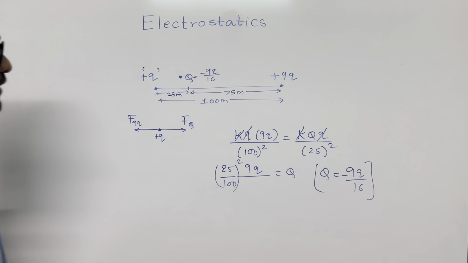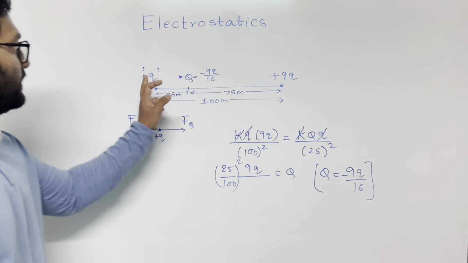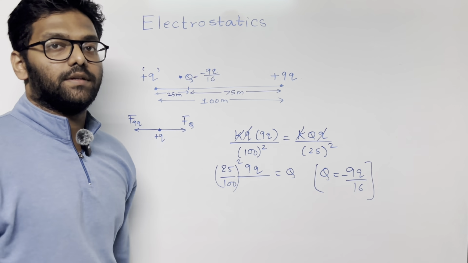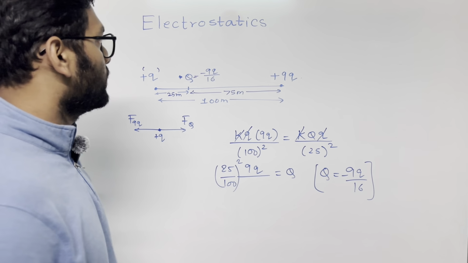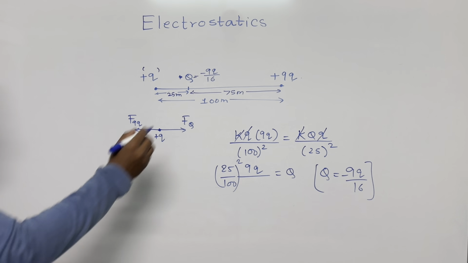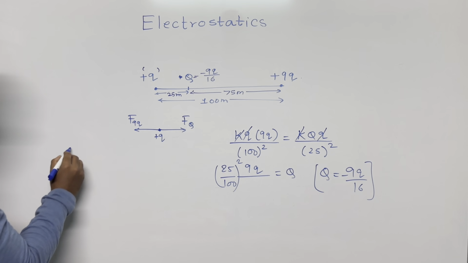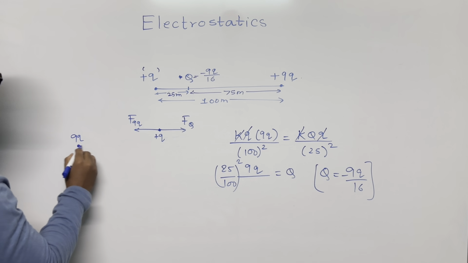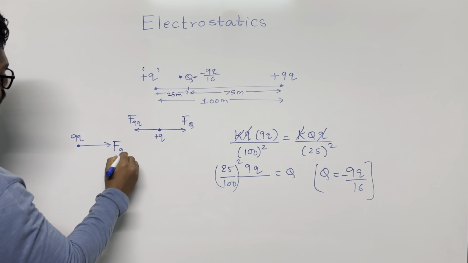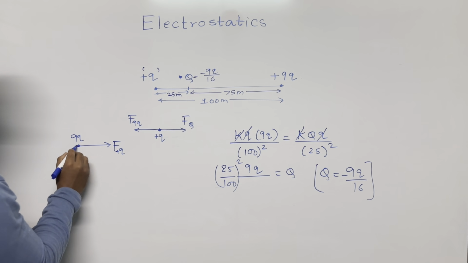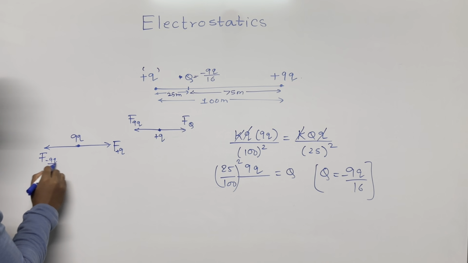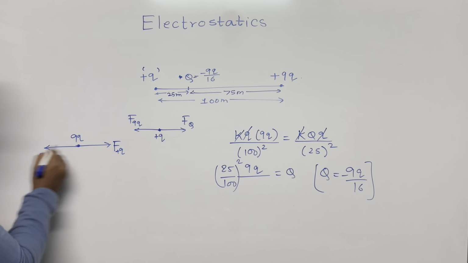Okay, so now we got the value of capital Q such that this is in equilibrium. Now for this value, this charge will also be in equilibrium. Let's check if it is in equilibrium or not. It will automatically be in equilibrium. Let's see. What is the force on 9q? Let's draw the free body diagram. The force on 9q by the q plus q is in the right direction. Because of this capital Q, it is in the left direction. So this is a force due to minus 9q by 16. It is attractive force, right?